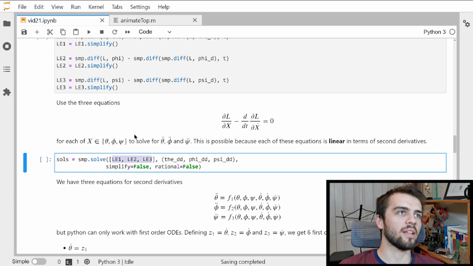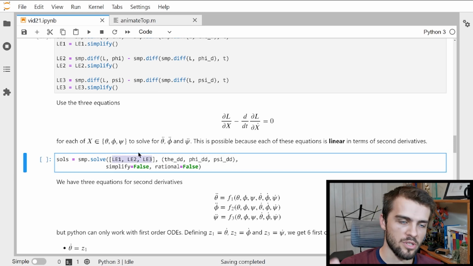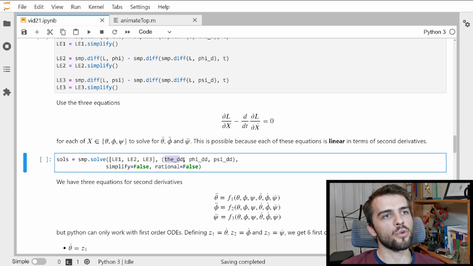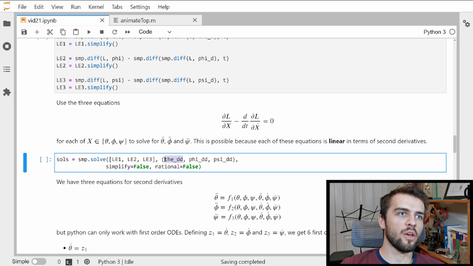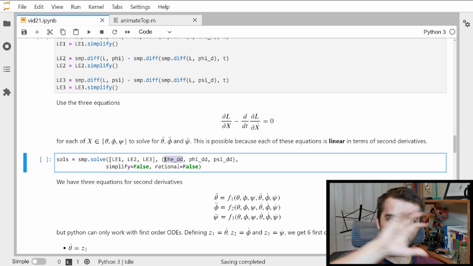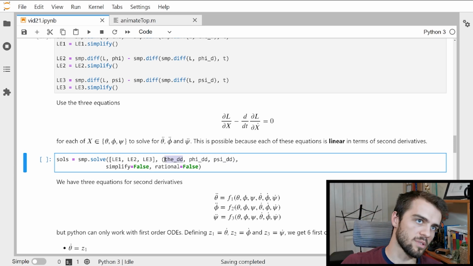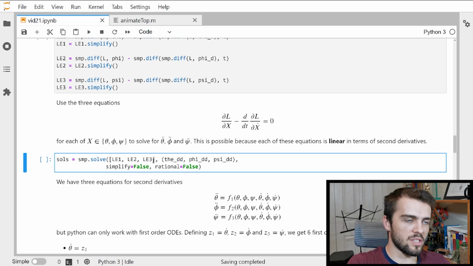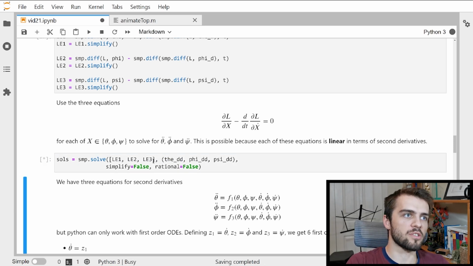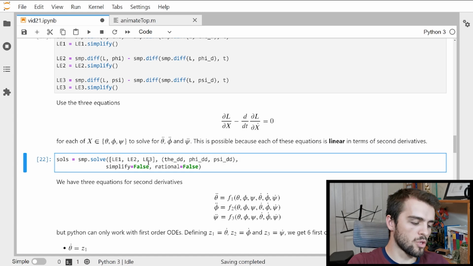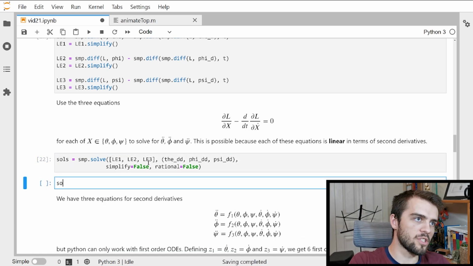So I plug in all three of my Lagrange's equations up here. They're all equal to 0. And I look for theta dot dot, phi dot dot, and psi dot dot. In other words, I want an expression: theta dot dot equals this, phi dot dot equals this, psi dot dot equals this. And so I'm going to solve for these. SymPy can solve linear equations pretty simply. And so if I want the solution for theta dot dot, for example, I go sols, and I plug in theta dot dot, which solves for solutions.